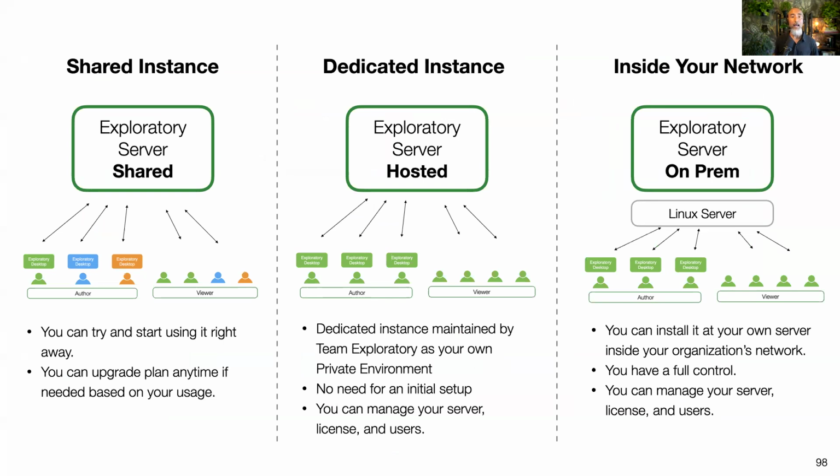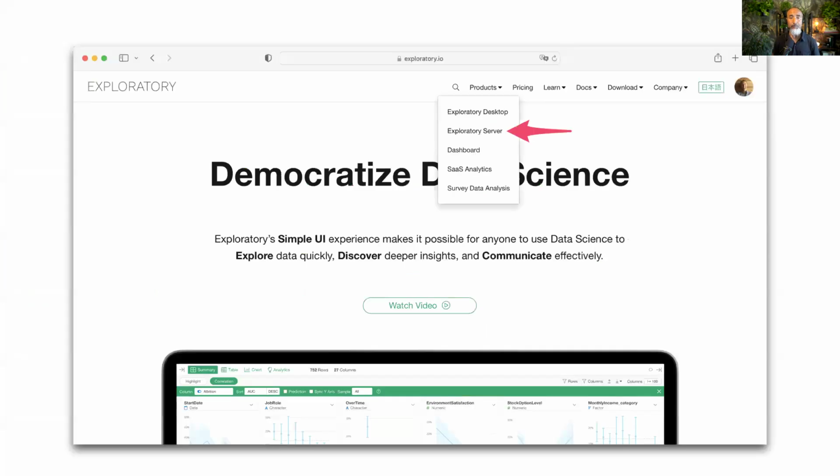But sometimes you want to have a separated environment to yourself so that you can guarantee the performance and also have the administration access. Then you want to have a hosted environment, which we host for you, but you have the full admin capability. Or you want to install it yourself on your server, then you can have the on-prem version. Either way, if you want to know more detail, go to our website and Exploratory server.